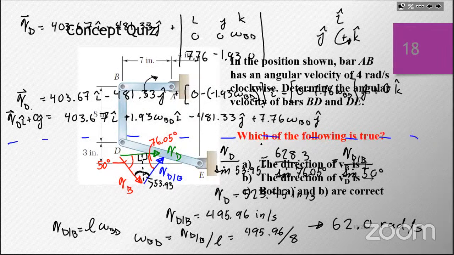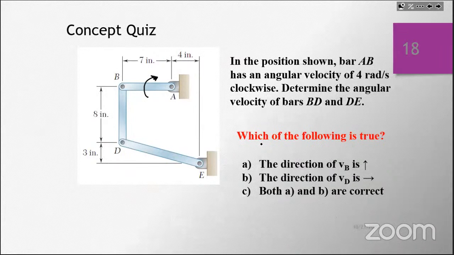Let me ask you a question. In the position shown, bar AB has an angular velocity of 4 radians per second clockwise. So bar AB is rotating this way, right? Going that way. Well, it says determine the angular velocity of bars BD and DE. But what I want to know is which of the following statements is true.